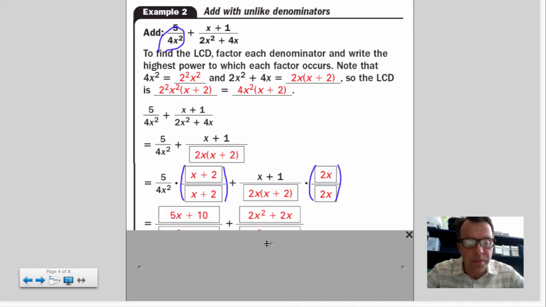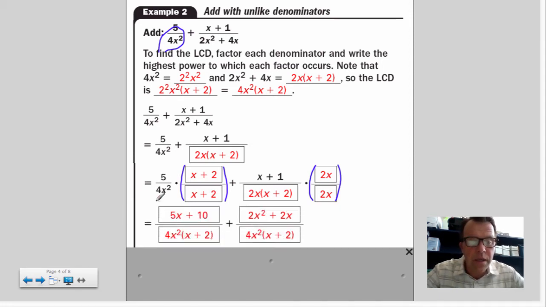And so when we multiply, we need to multiply top and bottom. Again, it shouldn't be a surprise that we multiply the denominator with the x plus 2. We should get our least common denominator. But it's really important that we multiply the numerators correctly and get 5x plus 10. And then the numerator on the second expression would be 2x squared plus 2x.